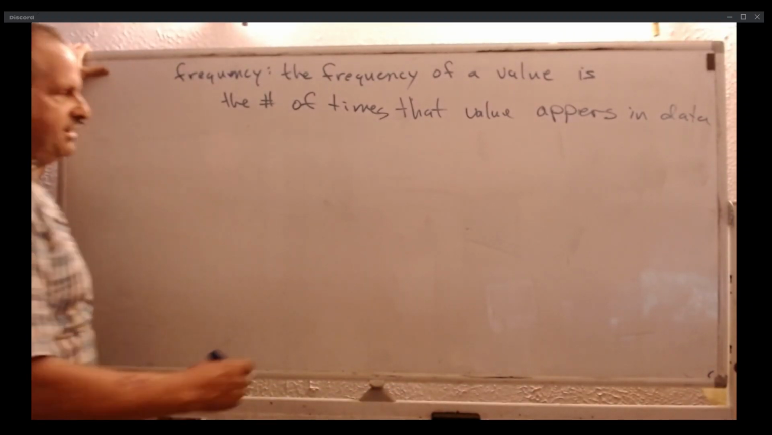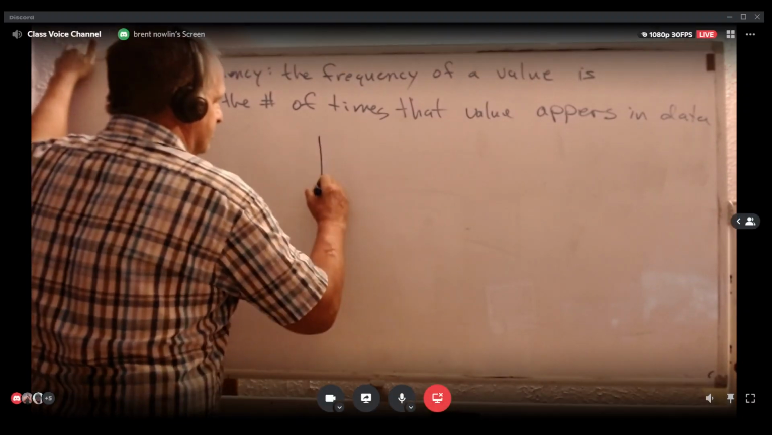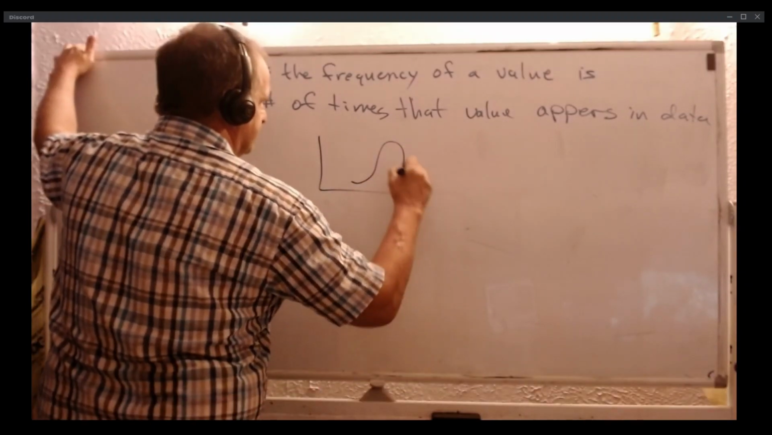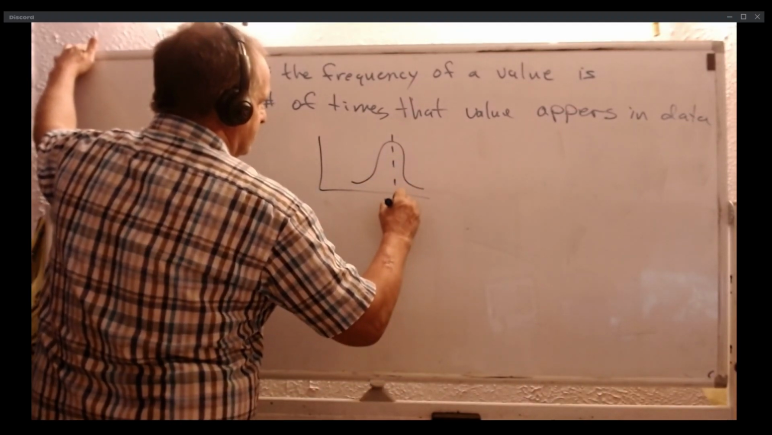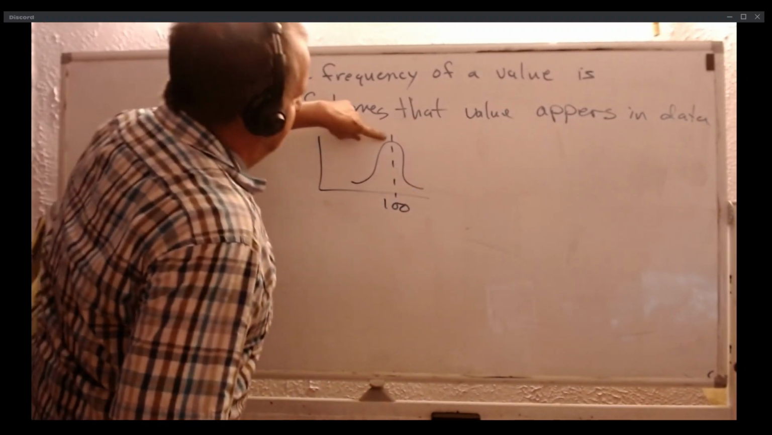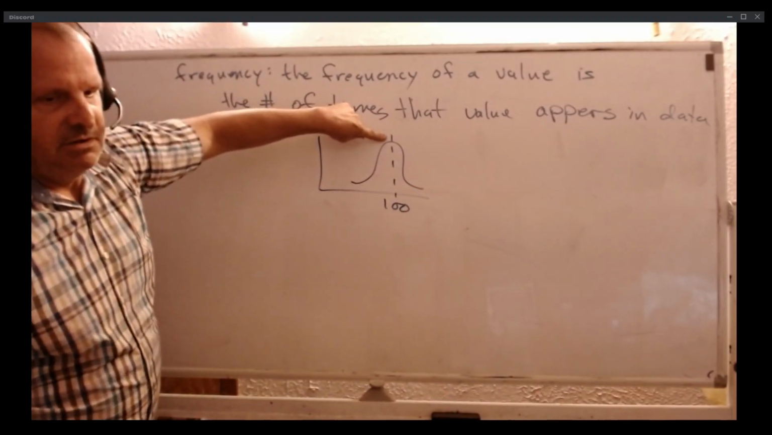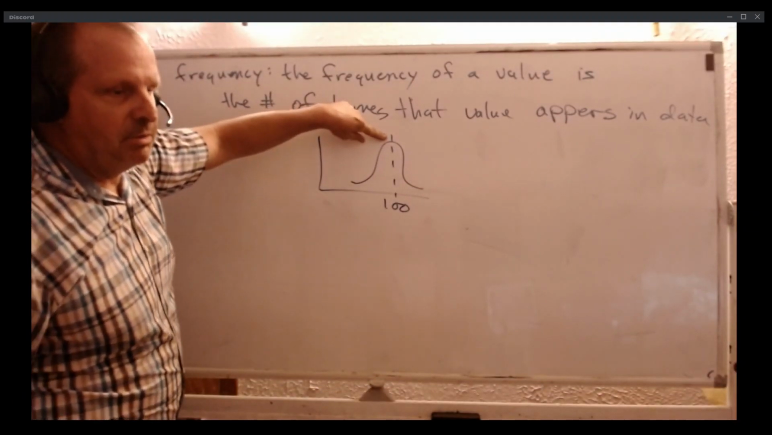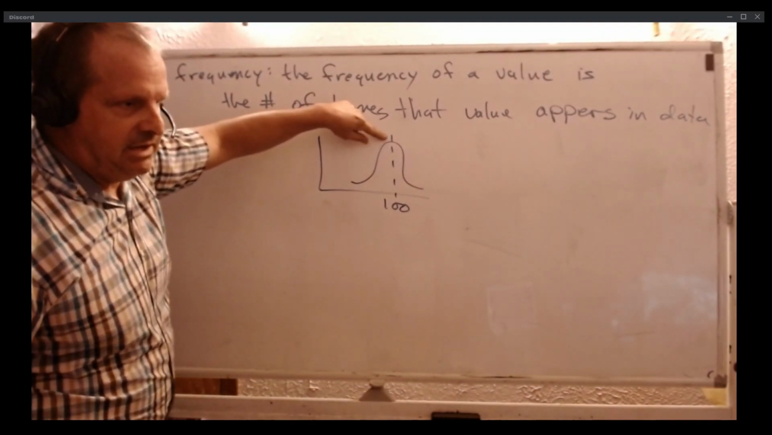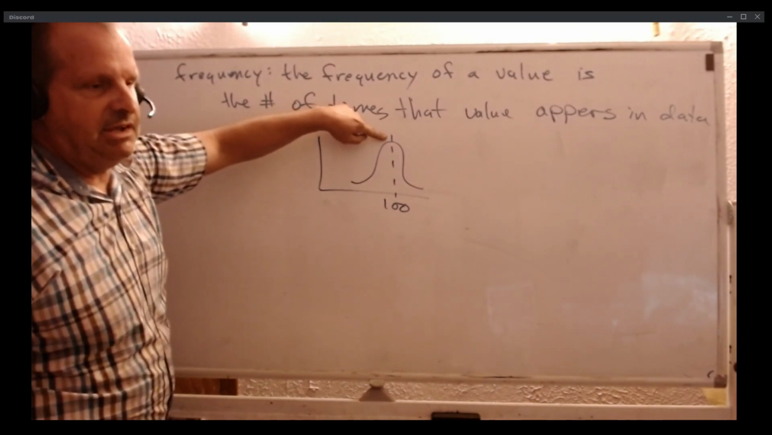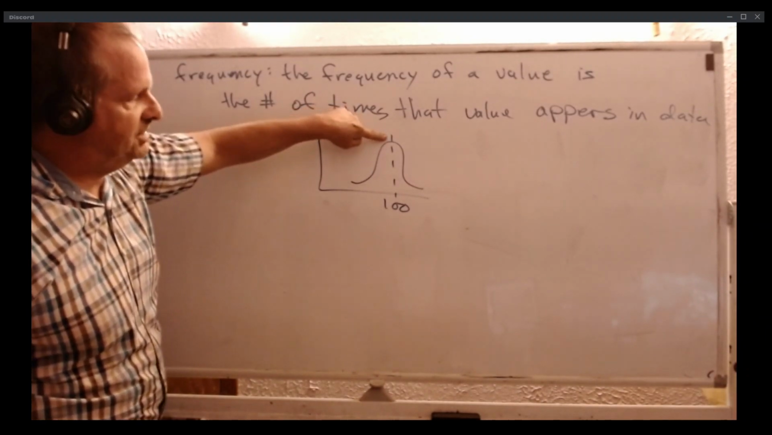So in our IQ example we did earlier, do you see that the frequency of 100 is probably the highest frequency in the entire data set? Do you see that?